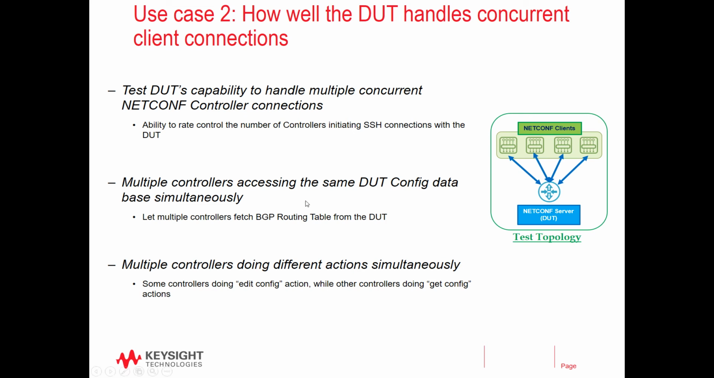Maybe multiple controllers are accessing the same DUT config database simultaneously, doing different actions simultaneously. Test the DUT's capability to handle multiple concurrent NetConf controller connections. So how does the NetConf server behave or perform when there are multiple NetConf clients talking to it concurrently and asking for different types of operations at the same time?